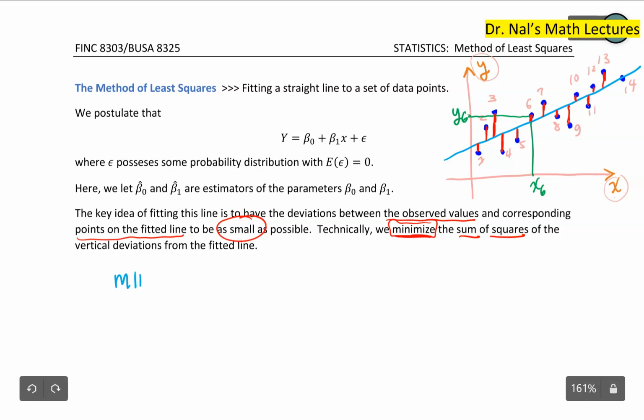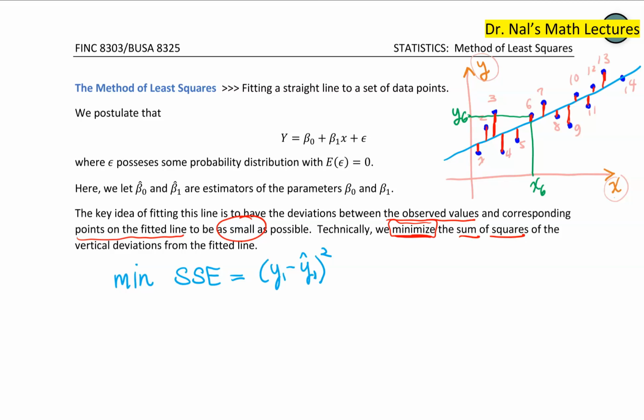So we are technically minimizing the sum of squares of those error terms, right? And that's just, for instance, y1 minus, so this would be the data minus the corresponding point on the fitted line, which is y1 hat. We are squaring this. So does that make sense?